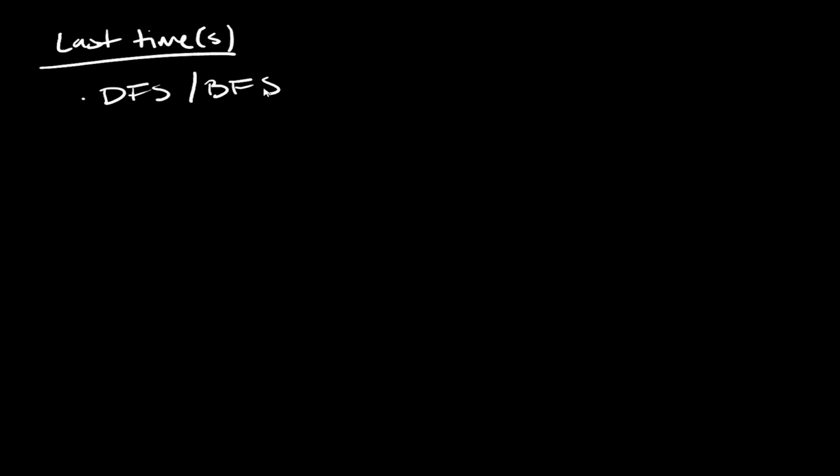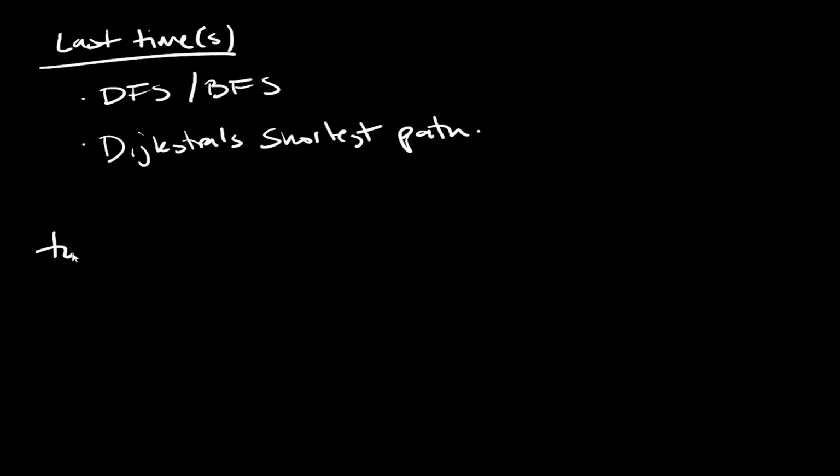Up until now, last time, we've been doing these DFS, BFS ideas. These are all fair game for the final. We've done Dijkstra's shortest path. So you should be very familiar with this algorithm, the runtime, why it works, that it doesn't work for negative cycles, and the use of the priority queue in it. But today, we're going to be talking about a different kind of problem.